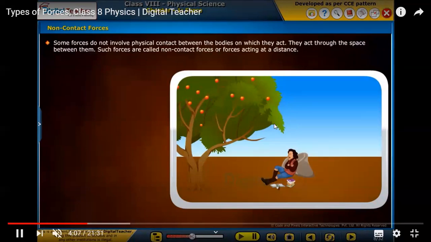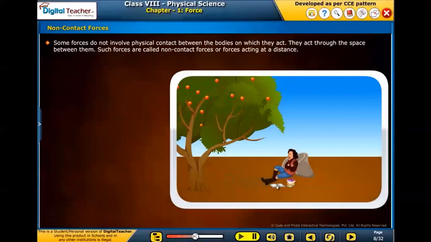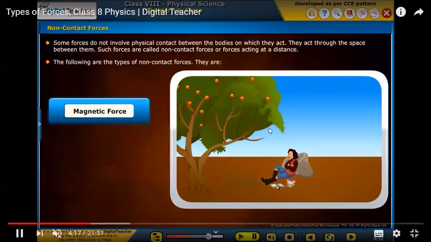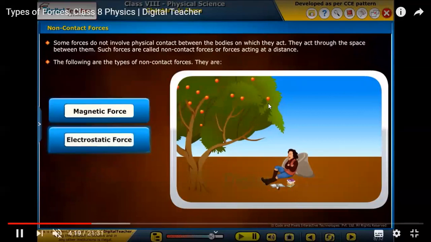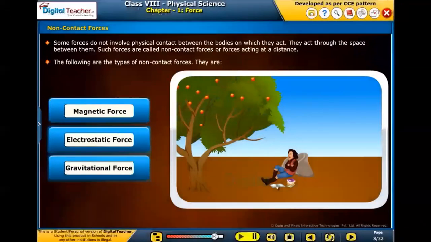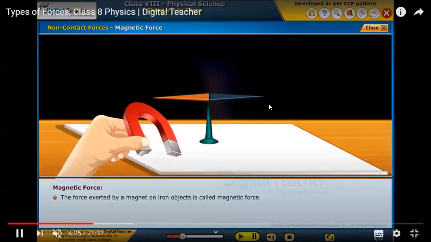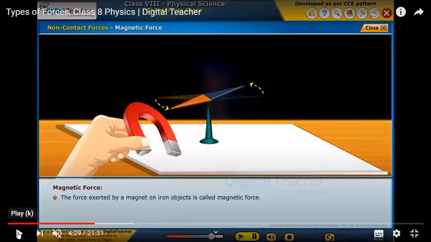So we can classify non-contact forces into different types. The following are the types of non-contact forces. They are magnetic force, electrostatic force, and gravitational force. Magnetic force. The force exerted by a magnet on iron objects is called magnetic force.